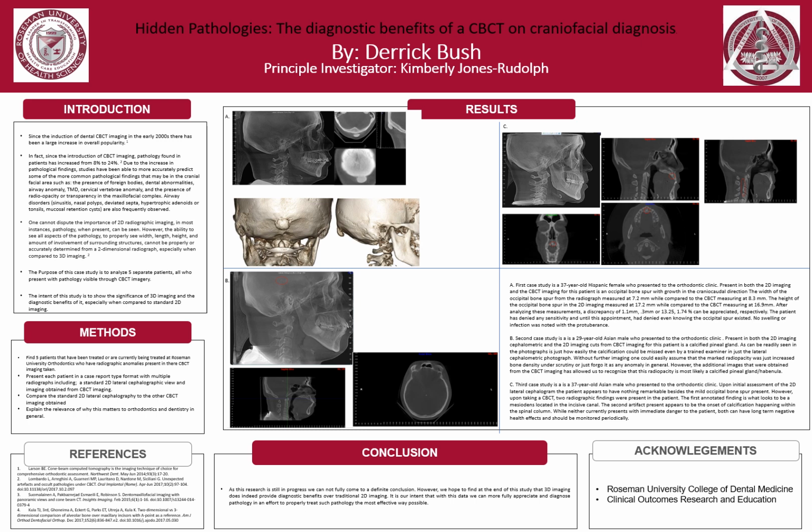So that was pretty cool that we could point that out to the patient and say, hey, you have this going on. And then the second artifact present appears to be the onset of some type of calcification happening within the spinal column. You can see that in the last picture on the right, where it has a little circle around it. So again, it does show a little bit of calcification going on. While neither currently presents with any immediate danger to the patient, both can have long-term negative health effects and should be monitored periodically.